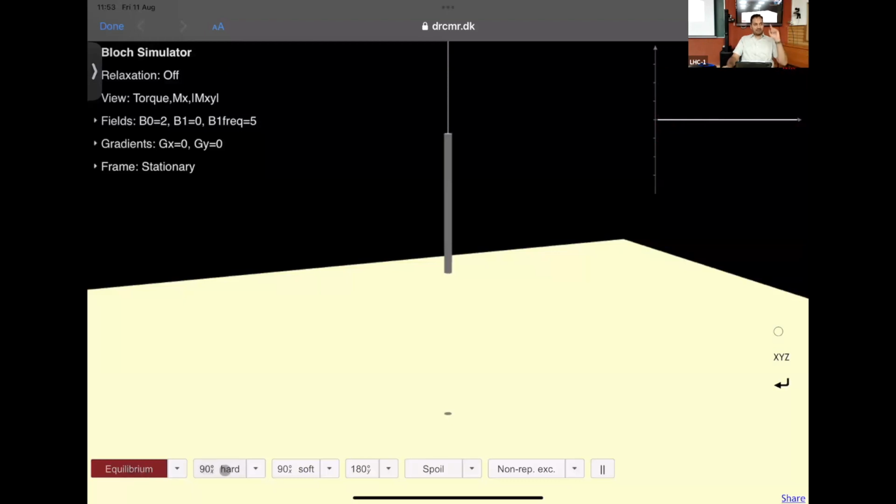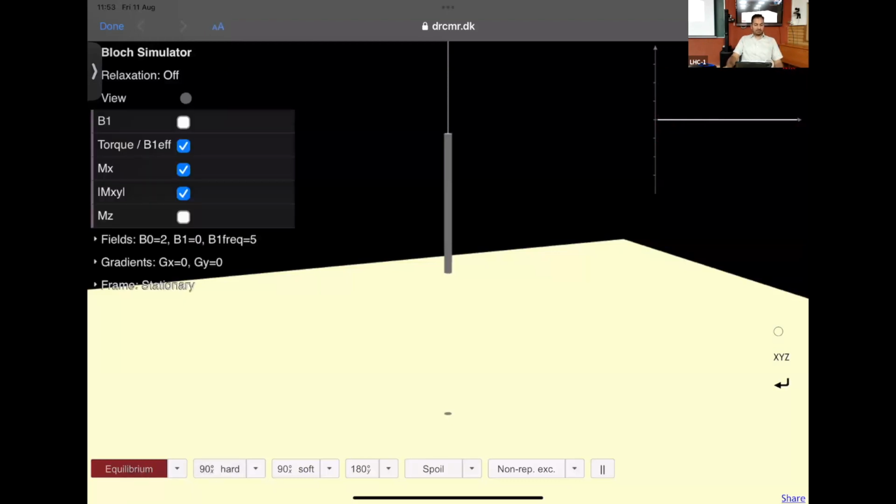Okay. Let's rewind back what we understood a little moment earlier. So now you will understand the plot that comes up on the top right. It's trying to give you the magnitude of MXY, which will be in white, and MX in red.